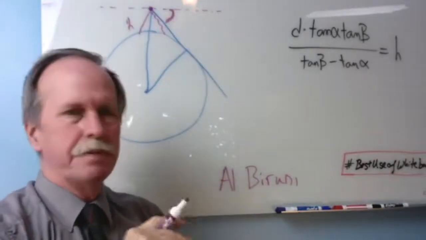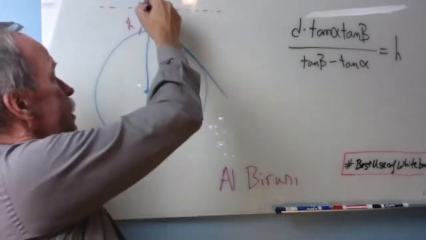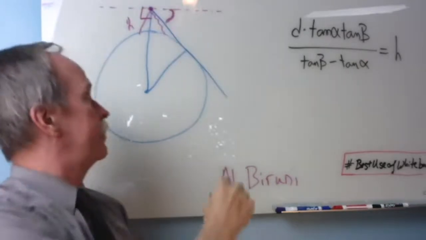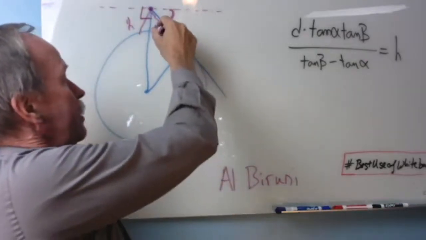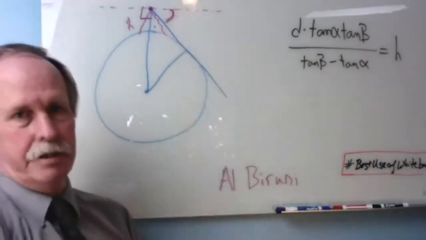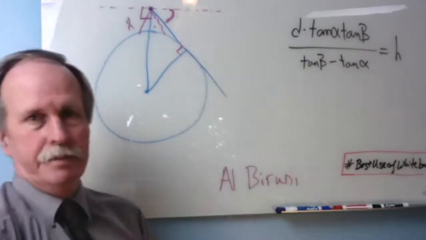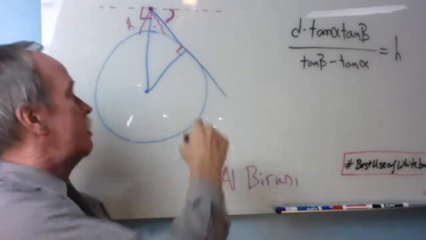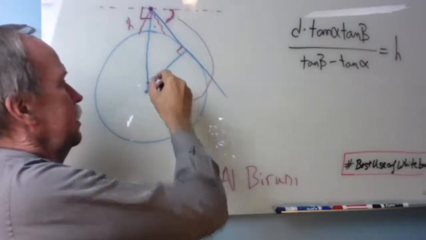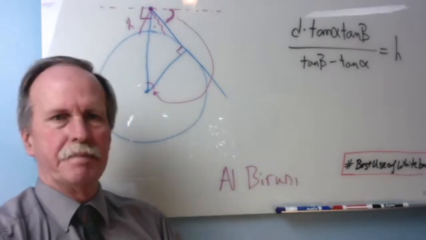Now, there's a couple of things that are interesting here. First of all, this is a right angle. So, this angle is 90 degrees minus that angle. This is also a right angle. So, what we have is that this angle is also that angle. And that's the key part of this method.